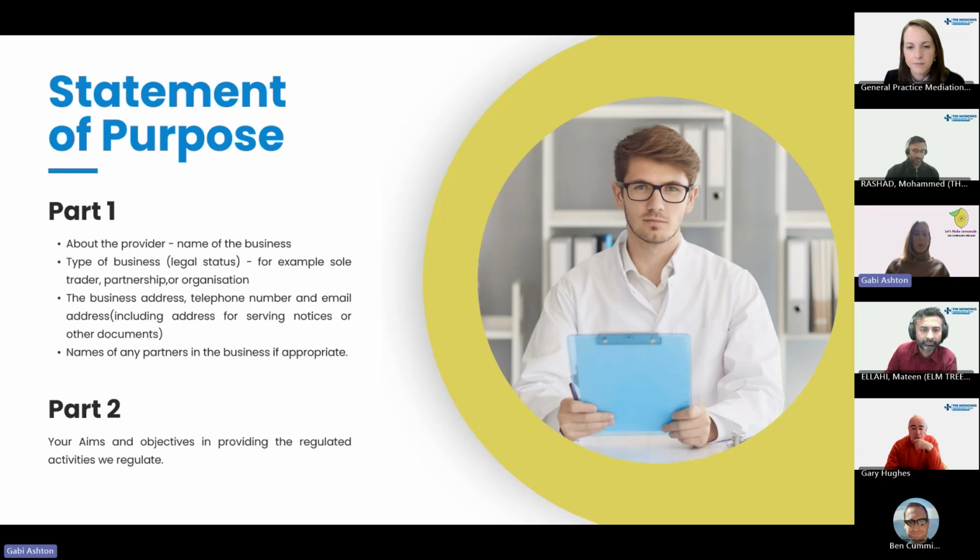So your statement of purpose is made up of 4 parts. Part 1 is very much just the logistics. So thinking about the name of the business, looking at your legal status and any contact details such as address, telephone numbers, and email addresses.